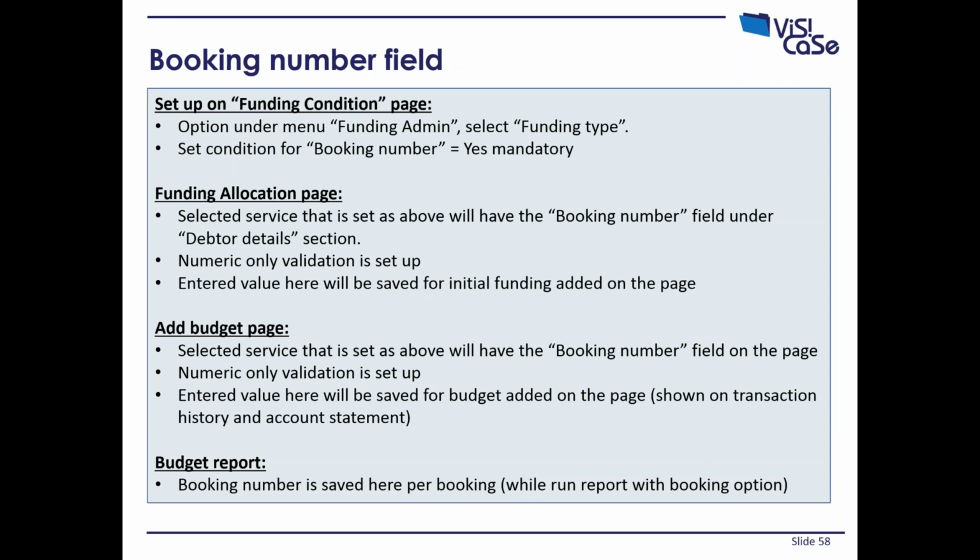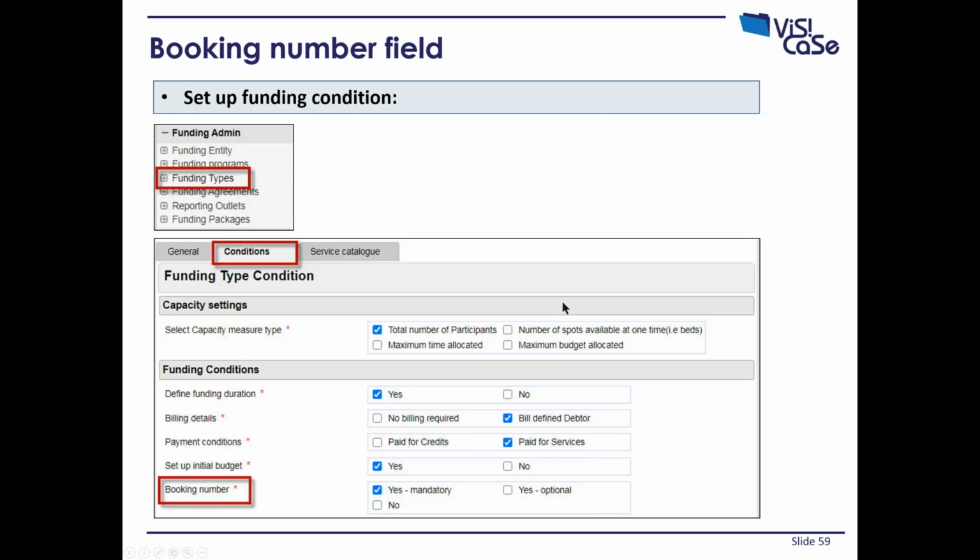We have done another enhancement on the funding allocation page, which is the booking number field, which is available on the funding allocation page. I'll just quickly show you another slide over here. So this is the booking number field, which is available on the intake page for the client. So to turn this on, the users can do it by themselves.